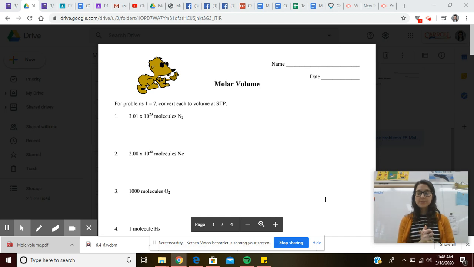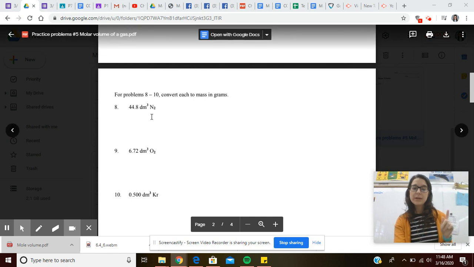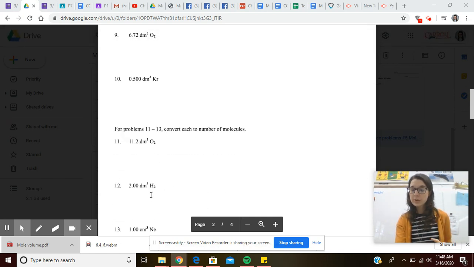All right, so for these practice problems, I do want to run through a few things with you just so you know what you're doing today. First thing I want to point out is that if you go down to 8, 9, 10, 11, and 12, you'll notice decimeters cubed, dm cubed. That is a measurement of volume. So we have 1 decimeter times 1 decimeter times 1 decimeter being the volume.